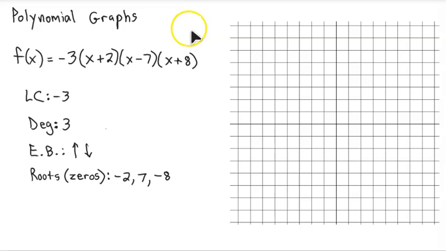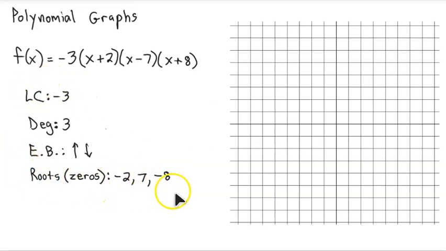Now we're going to see what these polynomials look like as graphs. We did in the introductory video briefly look at the graphs of polynomials, but now we're going to look in greater detail at the graphs of polynomials. What we're going to do is look at the graphs based on the lead coefficient, the degree, the end behavior, and the roots.